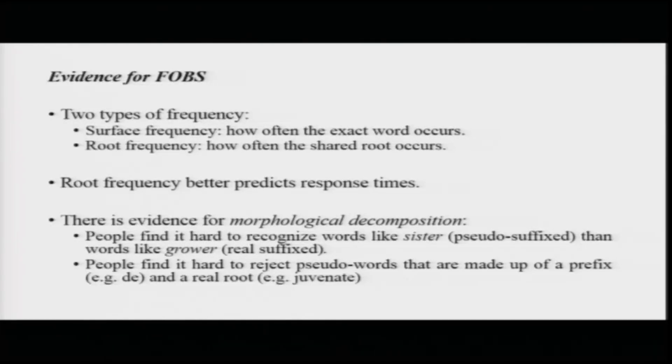The other kind of evidence is that people find it hard to reject pseudo-words that are made up of a false prefix and a real root. A false prefix could be de. You know there is a word called rejuvenate: re is the prefix, juvenate is the root word. Suppose I give this system a false word like dejuvenate. The system will happily break this down into de and juvenate, and then it will reach the bin for the root word juvenate and start looking for dejuvenate there. It will not find dejuvenate there, because there is no word called dejuvenate.